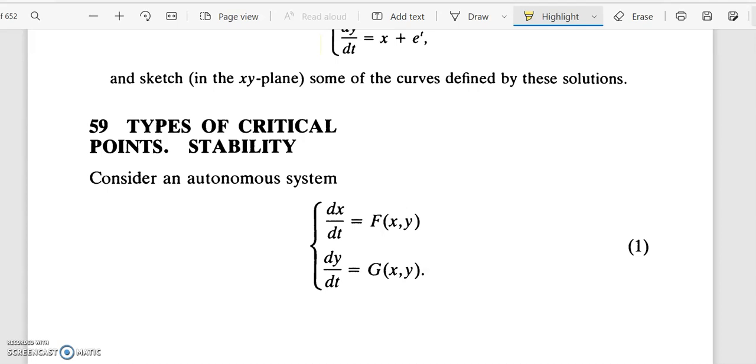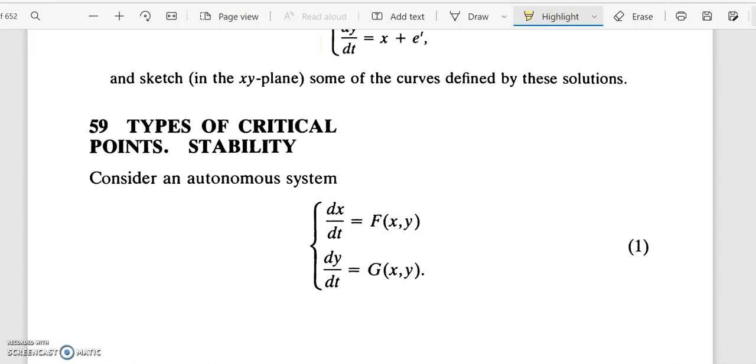Last class, we have seen what is an autonomous system and what we mean by the critical point of an autonomous system. In today's class, we will look at a few definitions, and using these definitions, we will classify the critical points into four main types. This classification will give you the possible types of behavior of the solution around the critical points.